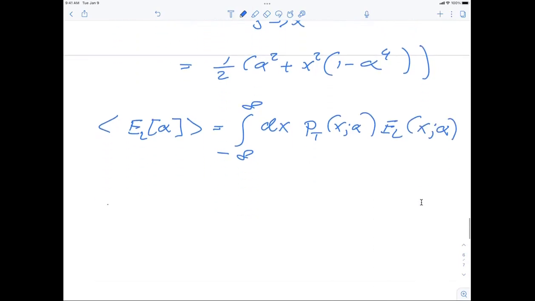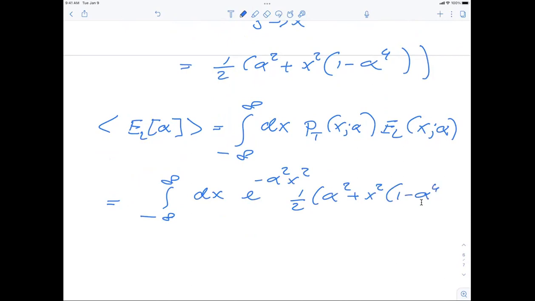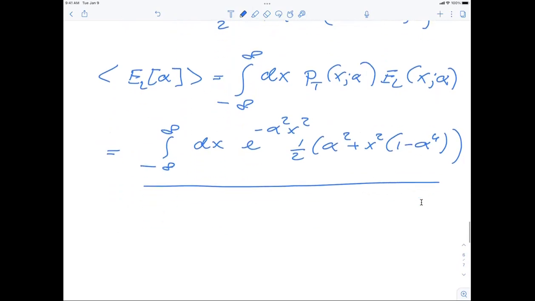So when I look at the integral here, this is going to be given by the wave function squared. So I will have e to the minus alpha squared times x squared. And this is now multiplied with the local energy, which is a half of alpha squared plus x squared, or 1 minus alpha to the power of 4. And this is divided by the wave function squared. So I would have a minus. And since I have the wave function times the wave function, I get rid of the factor of a half. So I have dx of e to the minus alpha squared times x squared.